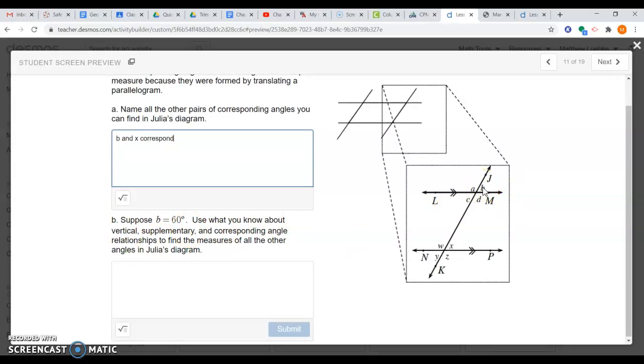Now, the other part of this problem is going to tell you, well, B has a measure of 60 degrees. Now, using supplementary relationships and using vertical angle relationships and using our corresponding angle relationships, we should be able to find out the measure of A, C, D, W, X, Y, Z. Now, this is a great problem, one that we'll see again, but this is one that I want you to try, and if you don't understand it, please ask for an individual video or ask for help, because this is something we need to understand here in Part B.